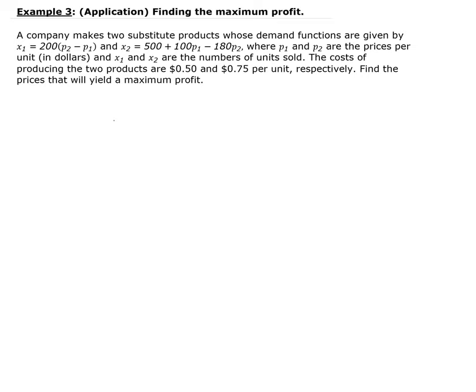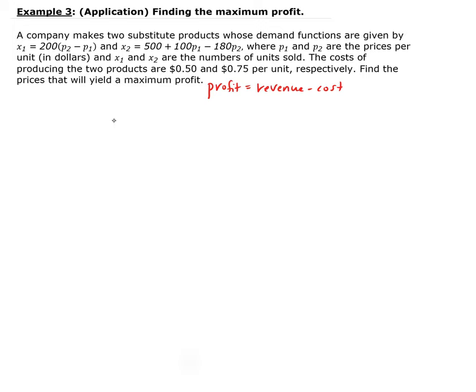We need to find our profit function first, and our profit function will be in terms of P1 and P2. Recall that the profit is equal to the revenue minus cost. First we're going to find the cost function, then we'll find the revenue function, then we'll take the difference, and that will give us the profit function.